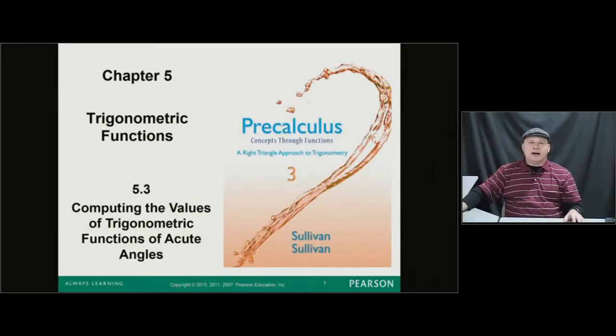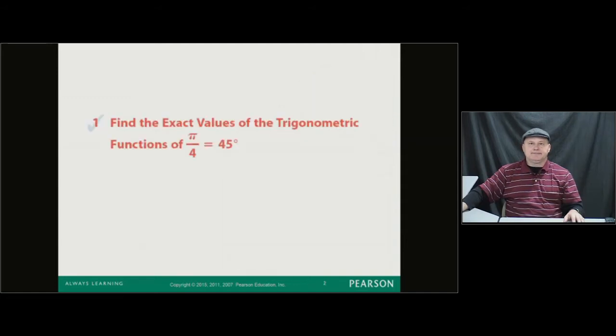Hello. We're going to continue our discussion about trig functions, and today we're going to be referring to computing the values of trig functions of acute angles. So let's begin. Alright, so we're going to find the exact values of the trig functions for pi over 4, or 45 degrees.